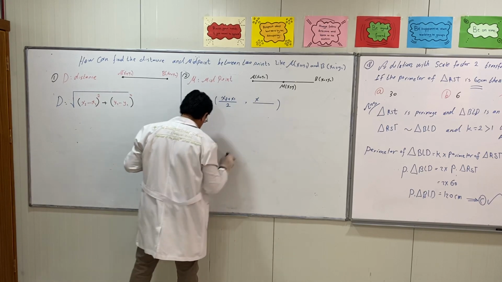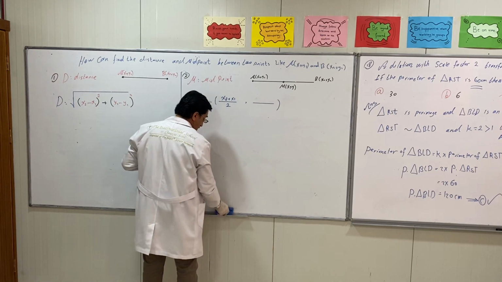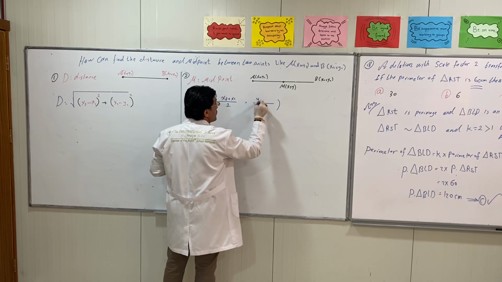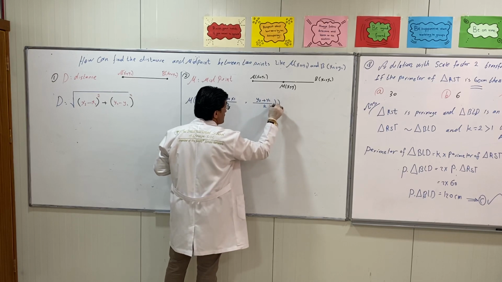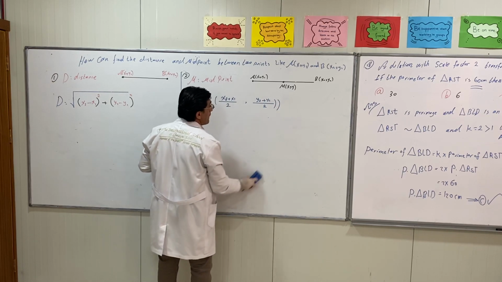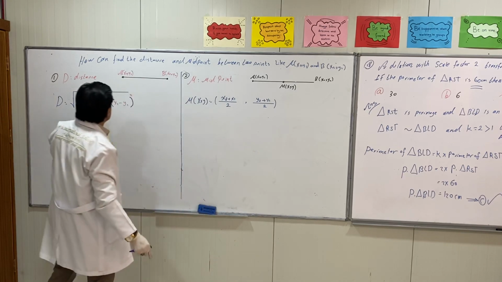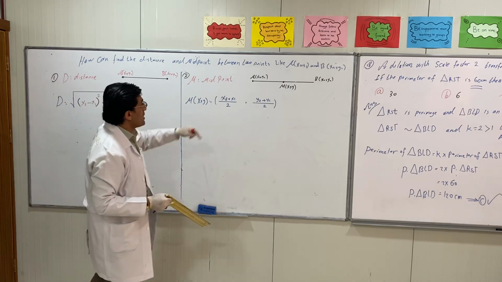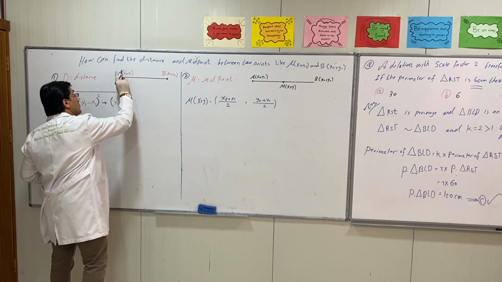The second is y, the ordinate: y2 plus y1 over 2. So now these two rules: to find the distance between two points, use this rule. To find the midpoint between two points, use this rule. Now you have two examples about the two rules.